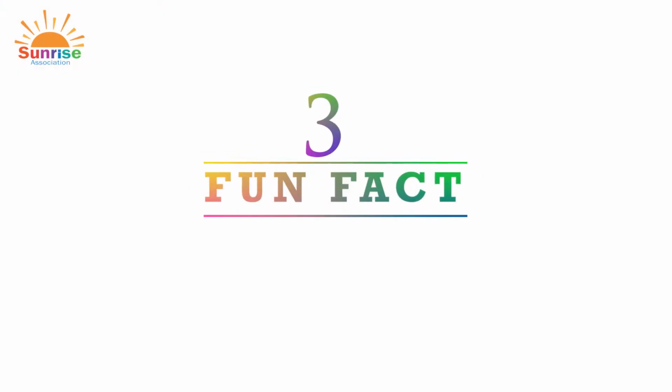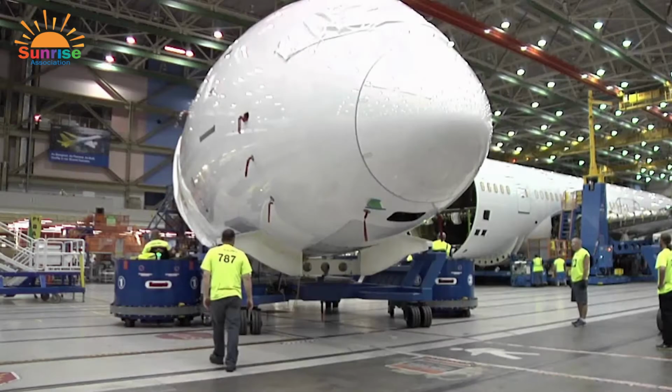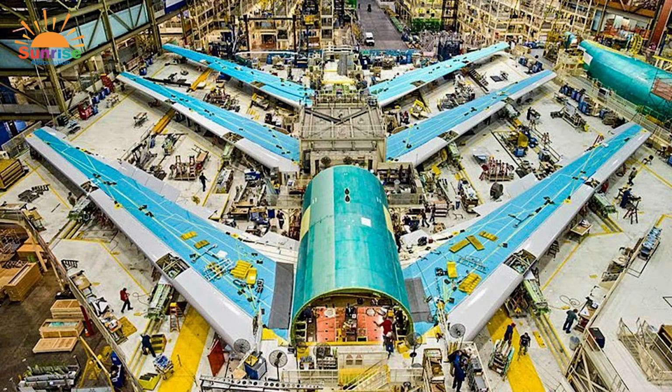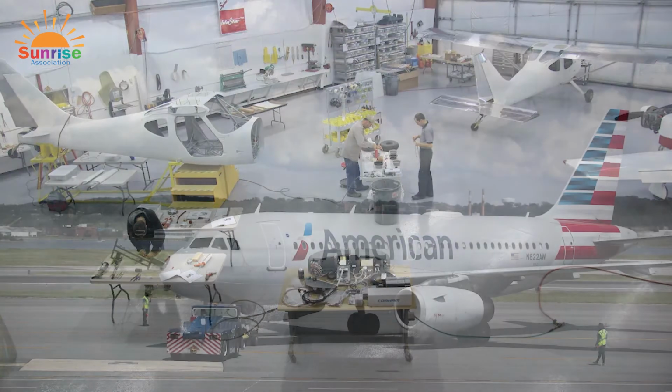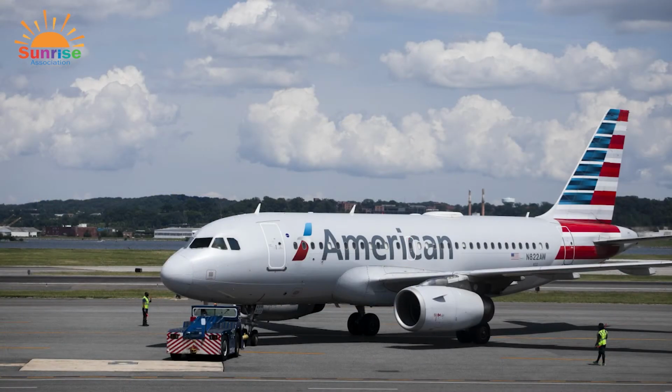Fun fact number 3, building an airplane is a huge task, and it takes a lot of work. Most planes have 6 million parts. The people who help build planes must be very smart and able to pay attention to all of the details. Woo! Do you know where the cockpit on the plane is found?